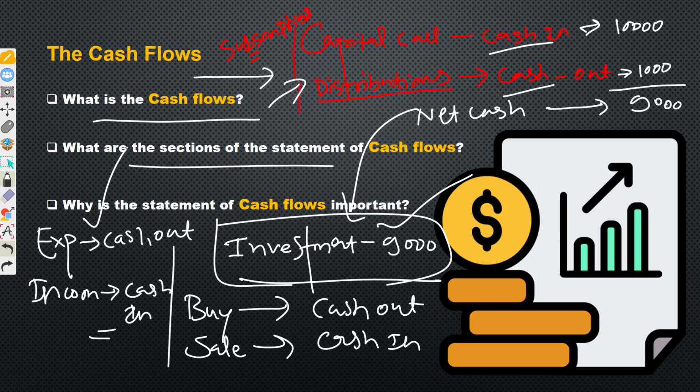Due to operations, you would see a change in the cash position. Due to investment activities, you would see a change in your cash position. And due to your capital activities, or you can say your financing activities, you would see a change in your fund position. That's what your fund flow statement helps you to understand, that change as well.